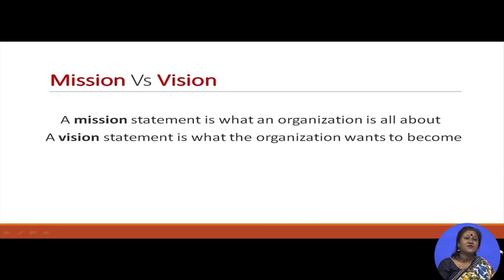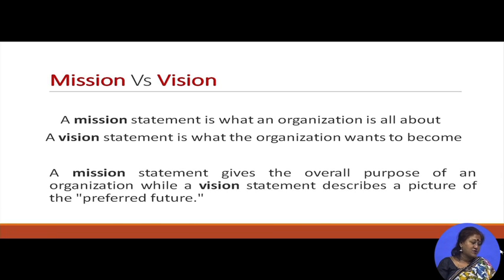So, what is the difference between vision and mission? A vision statement is what the organization wants to become, and a mission statement is what the organization is all about. A mission statement gives the overall purpose of an organization, and the vision statement describes a picture of a perfect, preferred future.